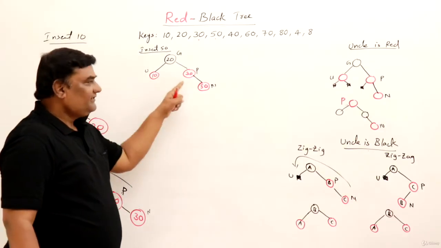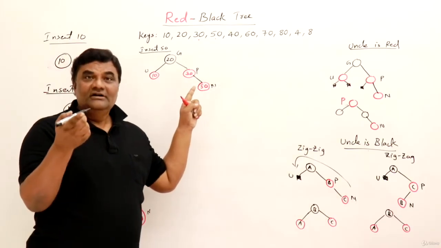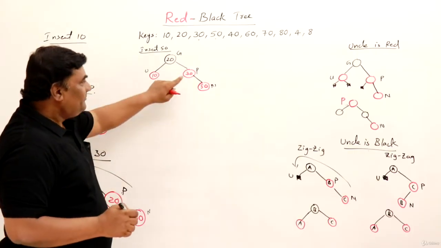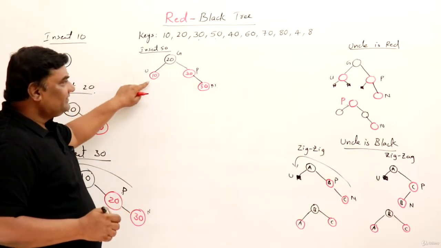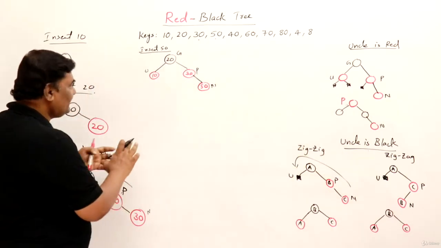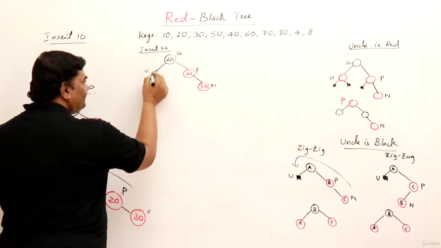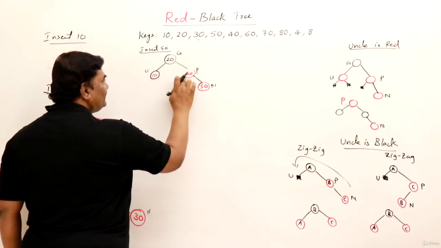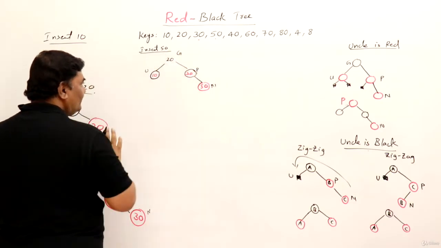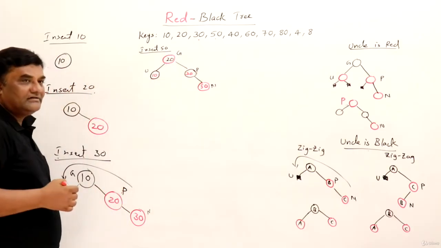Now there is a red conflict. As I said, if there is a red conflict, then only you have to perform recoloring or rotation. So red conflict is there. Parent is red and uncle is also red. So if parent is red and uncle is also red, change the color. In this tree only I will modify: make this black and this also black and this red. So parent and uncle as black and grandparent as red.